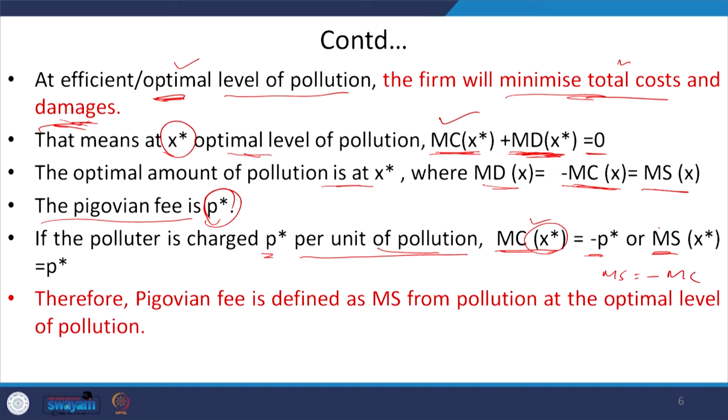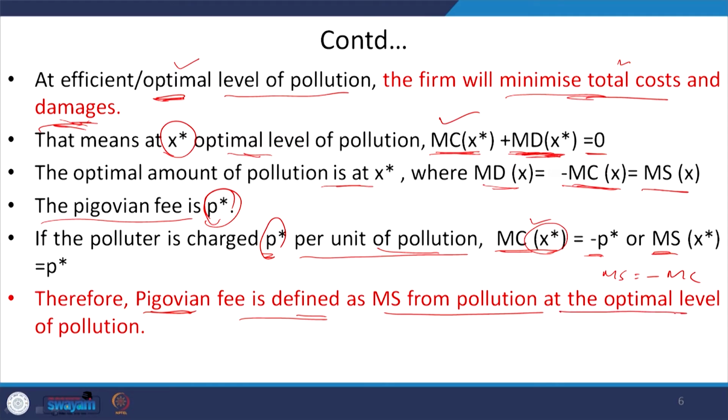Therefore, deducing from this discussion, this Pigouvian fee, P star, is defined as the marginal saving from pollution at the particular point. Which particular point?